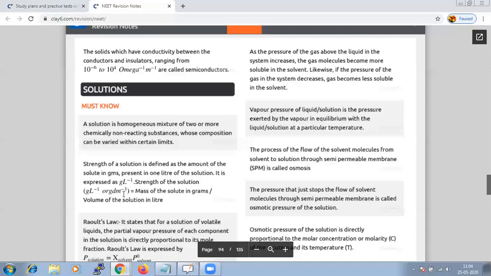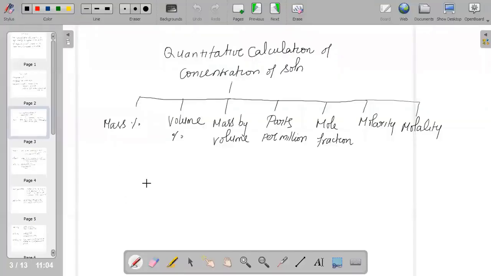When we say strength, here we are talking about concentration. That is how we measure the quantitative calculation of the concentration of the solution. That is, mass percentage, volume percentage, mass by volume, parts per million, mole fraction, molarity, molality. All these terms are very, very important from the exam point of view.